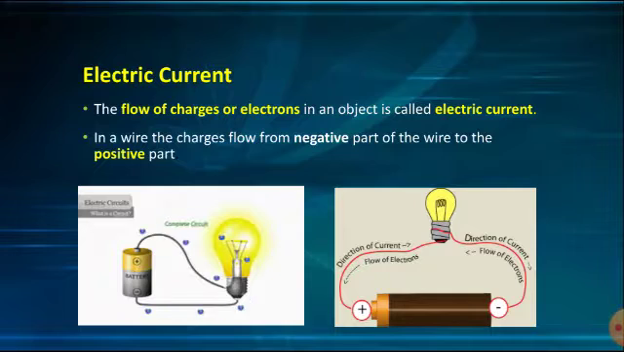Electric current. The flow of charges or electrons in an object is called electric current. In a wire, the charges flow from the negative part of the wire to the positive part. As you can see in the picture, the flow of electrons is from negative towards the positive terminal of the battery, while the direction of current is opposite.